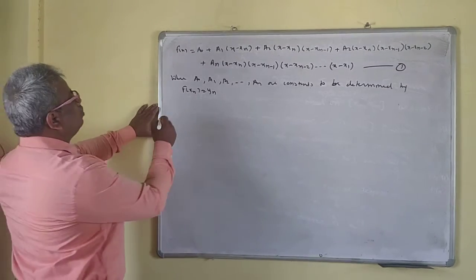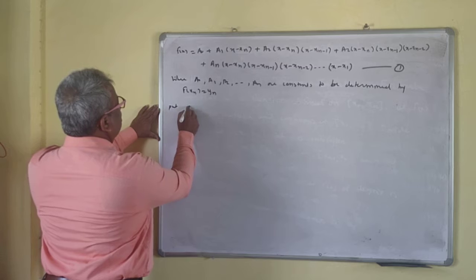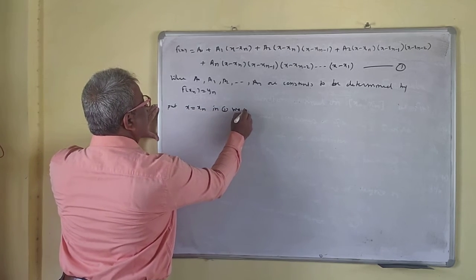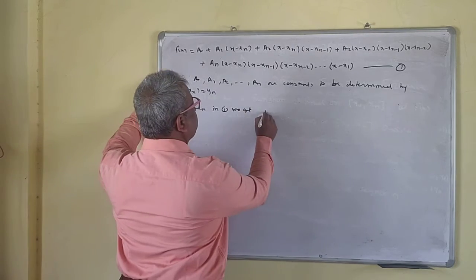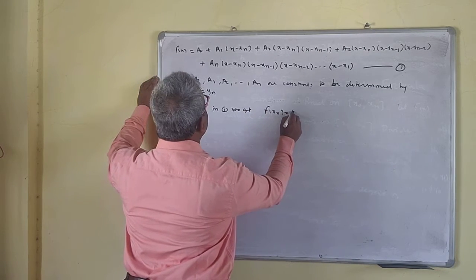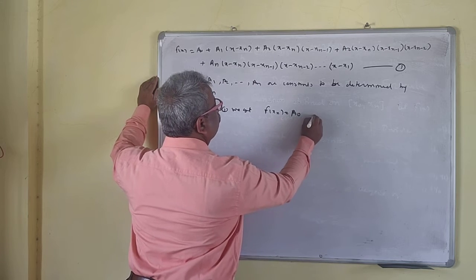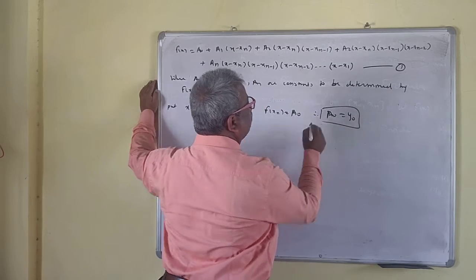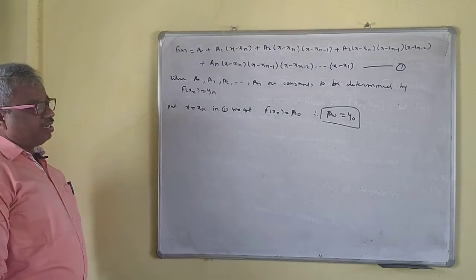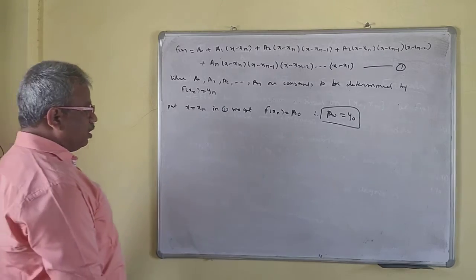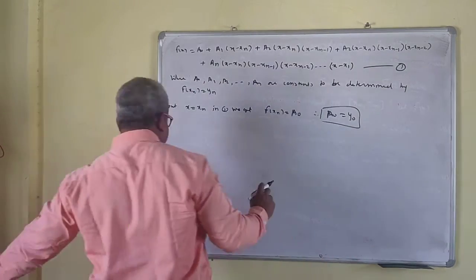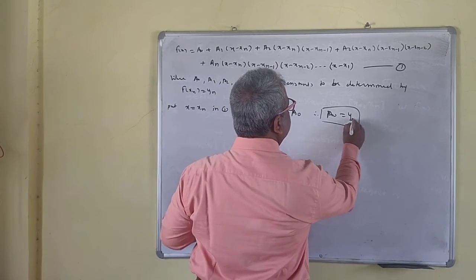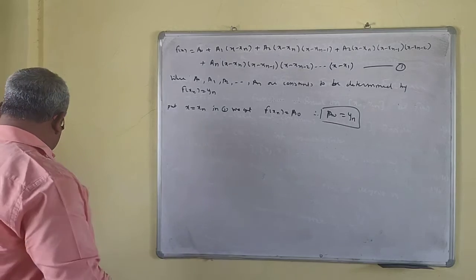Put x is equal to xn in equation 1. We get f of xn is equal to a0. Therefore a0 is equal to yn, because f of xn is the same as yn. So you get the value of a0 as yn.